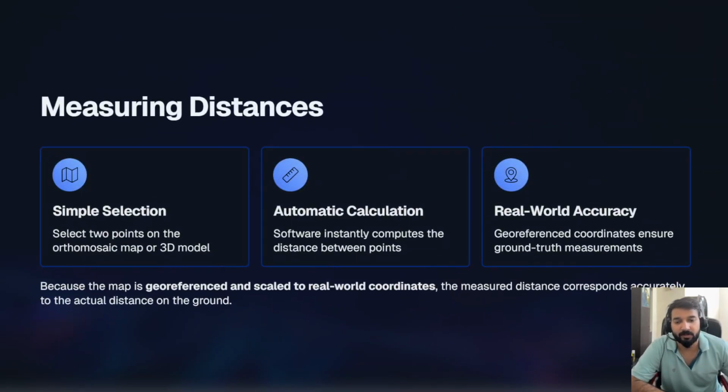Measuring distances. Distance measurement is one of the simplest and most commonly used tools in drone mapping software. Using the orthomosaic map or 3D model generated from the drone survey, users can simply select 2 points on the map and the software calculates the distance between them. Because the map is georeferenced and scaled to real world coordinates, the measured distance corresponds accurately to the actual distance on the ground.